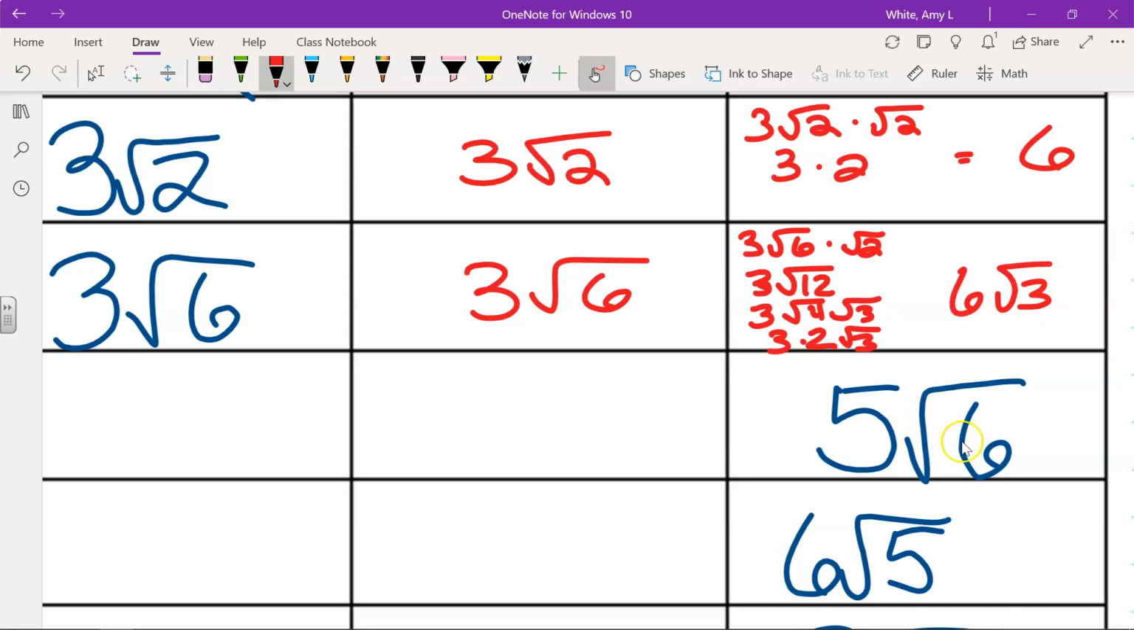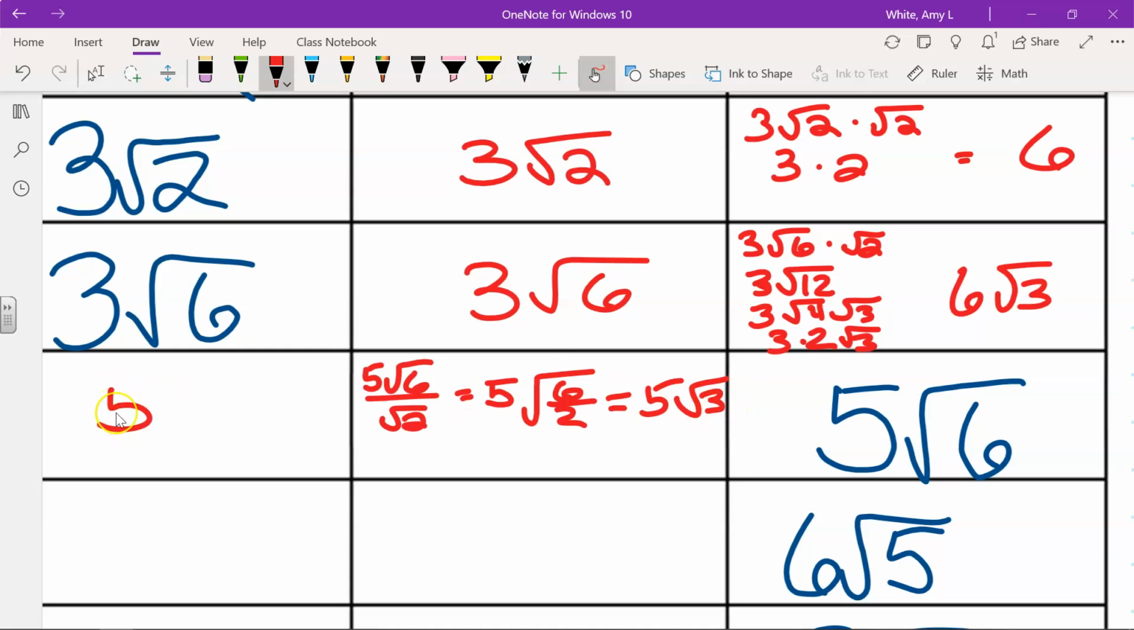We could also do this when we're dividing. So because I know the hypotenuse, I'm going to divide by the square root of 2. When you go to divide radicals, you could write those as one big fraction. So I could do 6 over 2, which I know is 3. So my final answer would be 3 square root of 3.